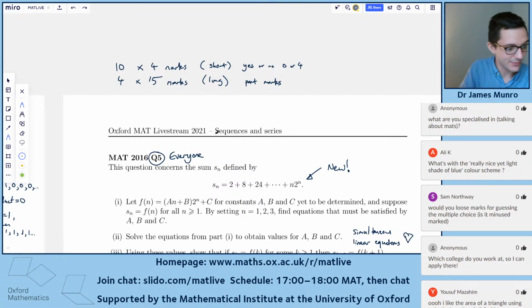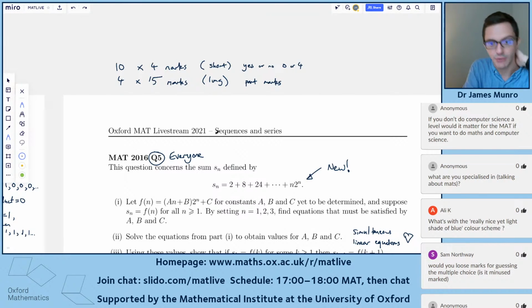So maybe you have a real world thing, and then you do some differential equations, and that tells you something about the real world. If you don't do computer science A level, would it matter for the MAT? No, that's fine. You do not need computer science A level for the MAT. Good, right, cool.